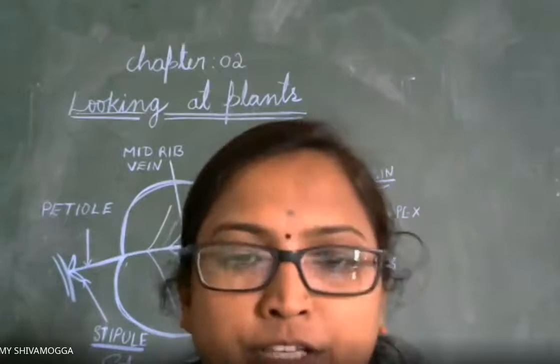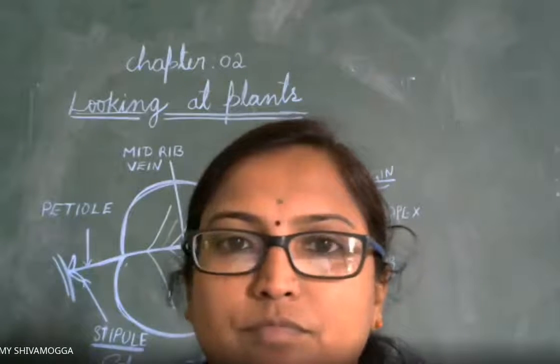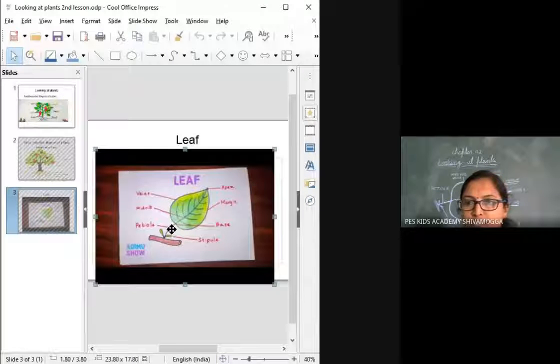Now I am sharing the slide once again. You can zoom it and you can see, children, the leaf structure. The end point of a leaf is called the apex.